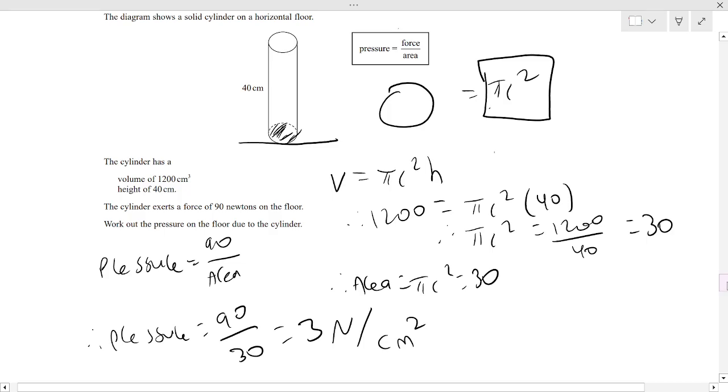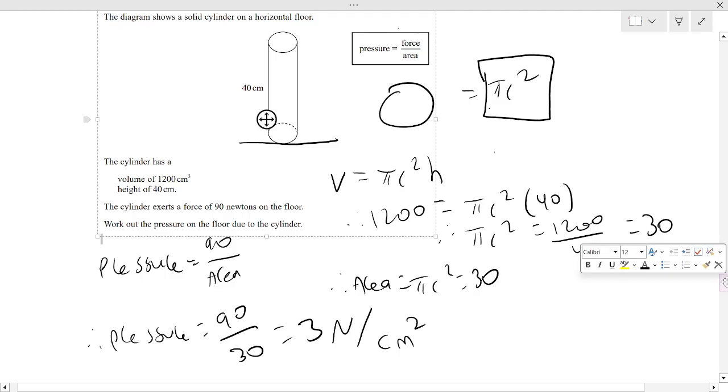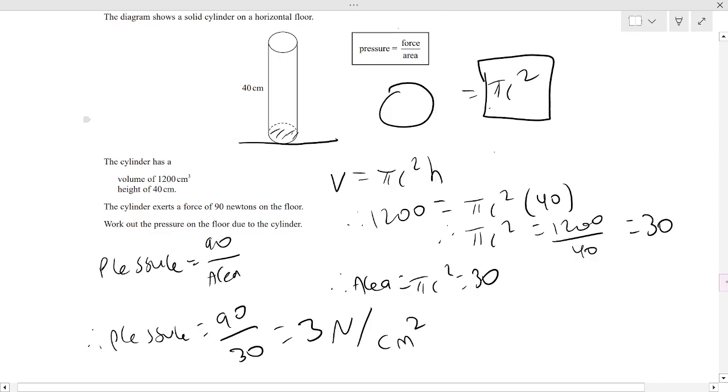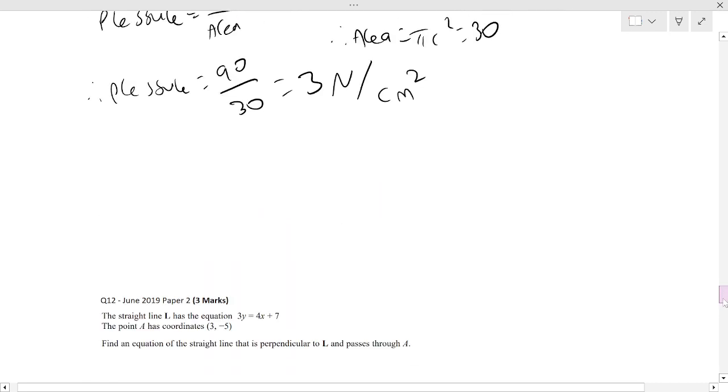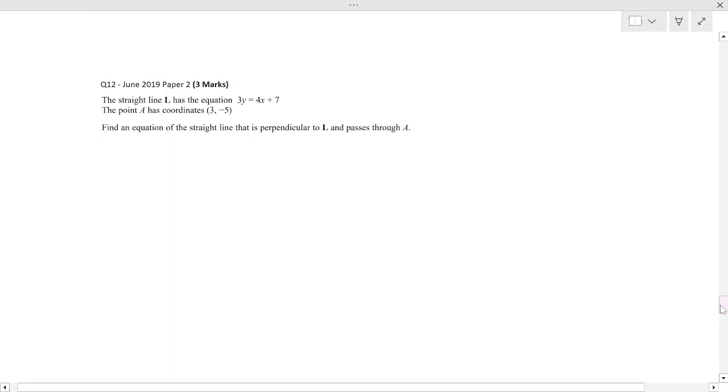Cool. So the big thing with this sort of question is to work out the area of the face of the 3D shape that is in contact with the floor. Hopefully you see that the bottom of the cylinder will be touching the floor. Okay, cool. Question 12.